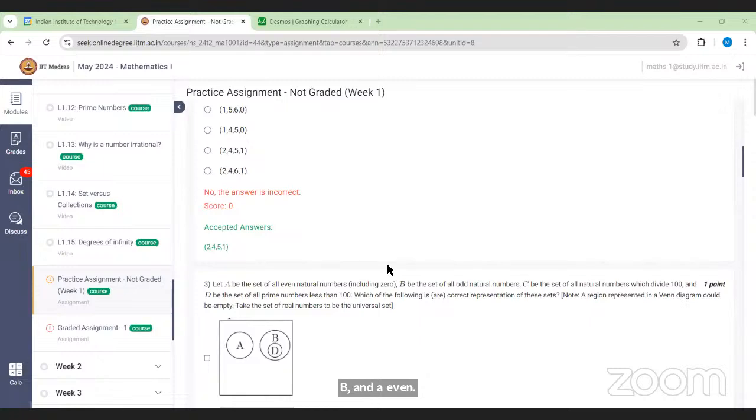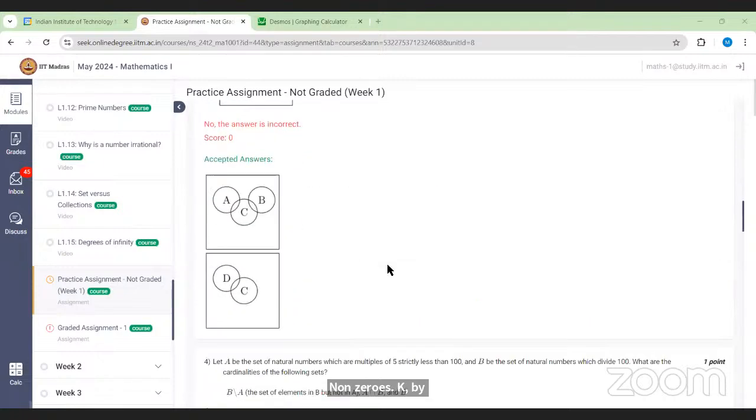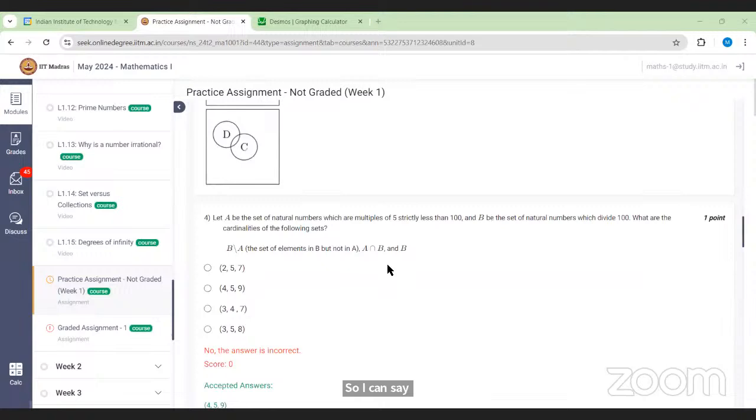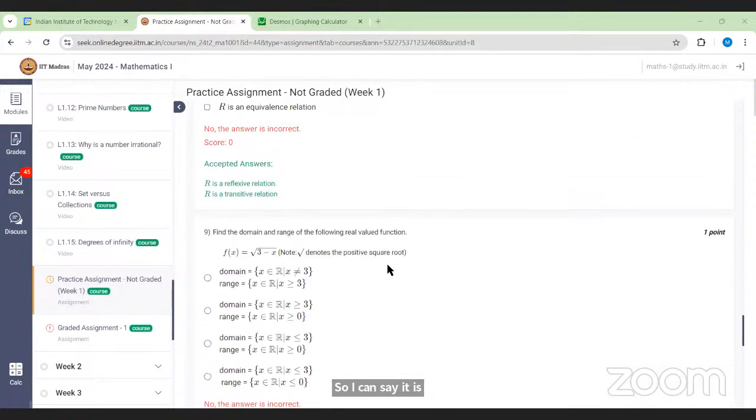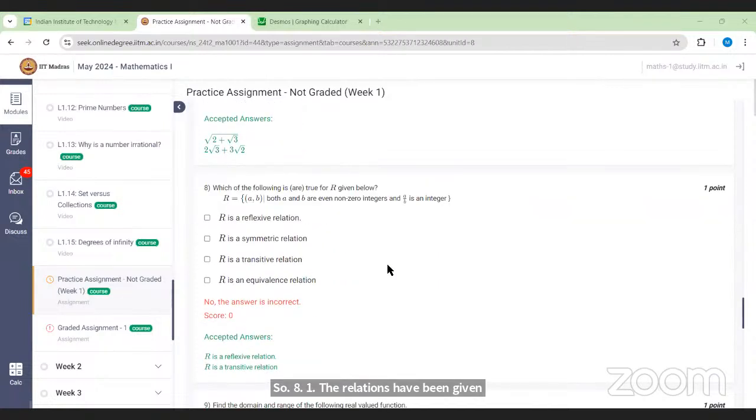So A, B, the relation would be there. A and B even non-zero integers, and A by B is also an integer. So eighth one, the relation has been given. If all are even integers, I can say it is directly transitive, as I can see only one element in my R. There is no comparison, so it is transitive.